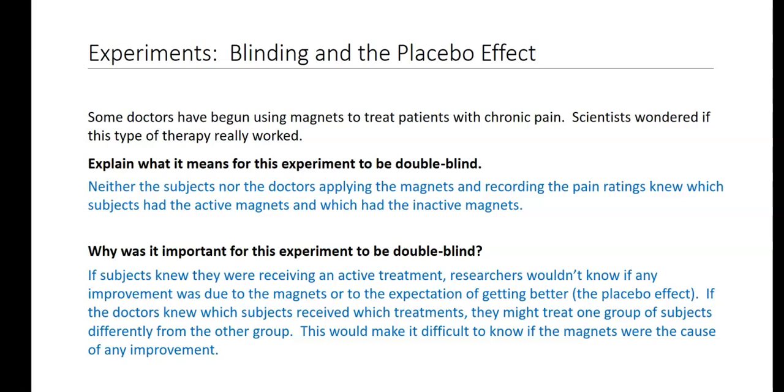If subjects knew they were receiving the treatment, researchers wouldn't know if any improvement was due to the magnets or to the expectations of getting better. If the doctors knew which subjects received which treatments, they might treat one group of subjects differently. That would make it difficult to know if the magnets were the cause of the improvement.